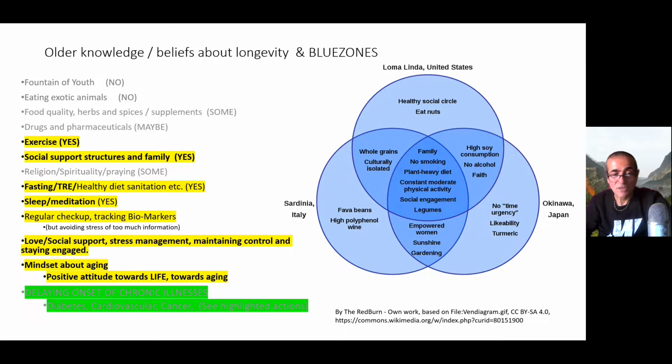Social structure, social support is important. And the mindset about aging, you want to have a positive mindset about aging and being old. And I guess the last topic on this slide is that delaying the onset of chronic illness is a common goal for all researchers these days, or all doctors are agreeing on this. Chronic illnesses, to the extent you can delay them, you'll have a better chance of having a healthier lifespan.